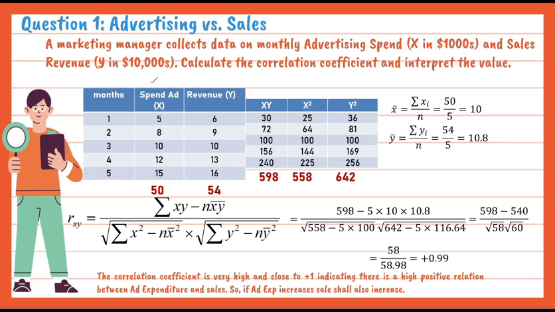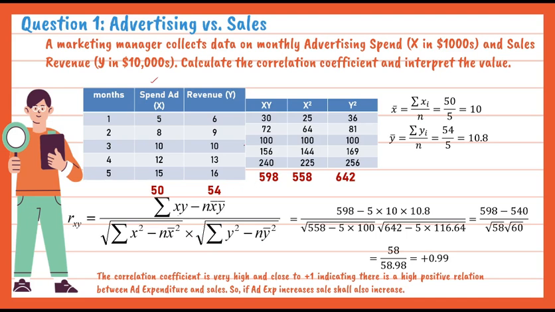So this is rXY, that means the correlation between X and Y, that is, expenditure on advertisement and revenue from sales. The formula is summation XY minus N X bar Y bar, divided by the square root of summation X square minus N X bar square, times the square root of summation Y square minus N Y bar square. So let us see summation XY.